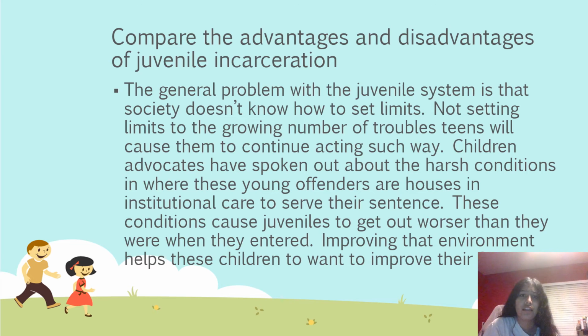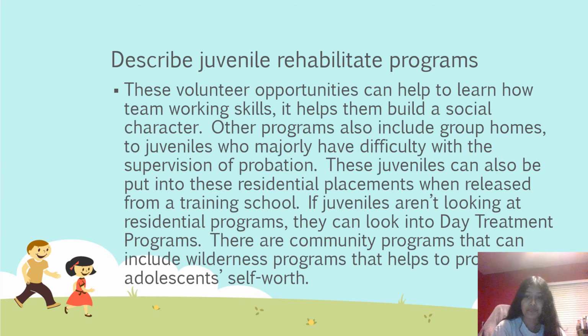Compare the advantages and disadvantages of juvenile incarceration. The general problem with the juvenile system is that society doesn't know how to set limits. Not setting limits for the growing number of troubled teens will cause them to continue acting in such a way. Children's advocates have spoken out about the harsh conditions in which these young offenders are housed in institutional care to serve their sentence. These conditions cause juveniles to get out worse than they were when they entered. Improving that environment helps these children to want to improve their future.